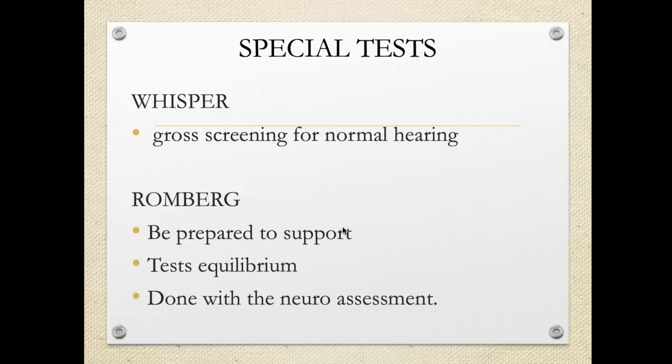The Romberg is more of one of the neurological tests, and Dr. Nichols will go over that in a few weeks. When we do that Romberg, just make sure you're prepared to support them, even though it really tests their equilibrium, and if their equilibrium is off, they will sway side to side. So it's always very important to be prepared to support your client. You'll learn more about that in a few weeks. You won't necessarily need to do anything. That will be with the neuro assessment, not with this one.